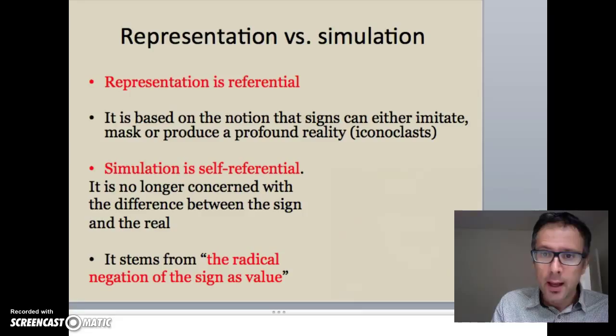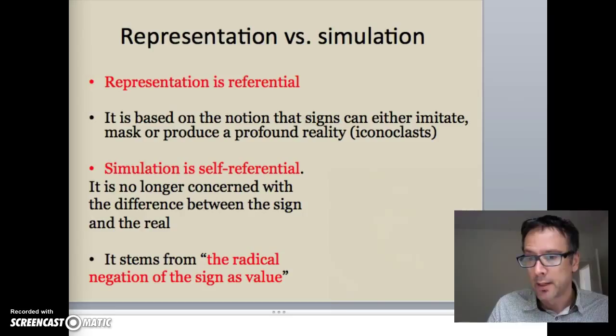So in what ways is representation different from simulation? Representation, says Baudrillard, is referential, right? It is based on the notion that signs can either imitate, mask, or produce or reproduce a profound reality. That's why the iconoclasts, right, wanted to destroy the images of God, because they felt that art, by imitating divine images, by producing images of the divine, was in a certain sense posing a challenge, right, to the hand of God.